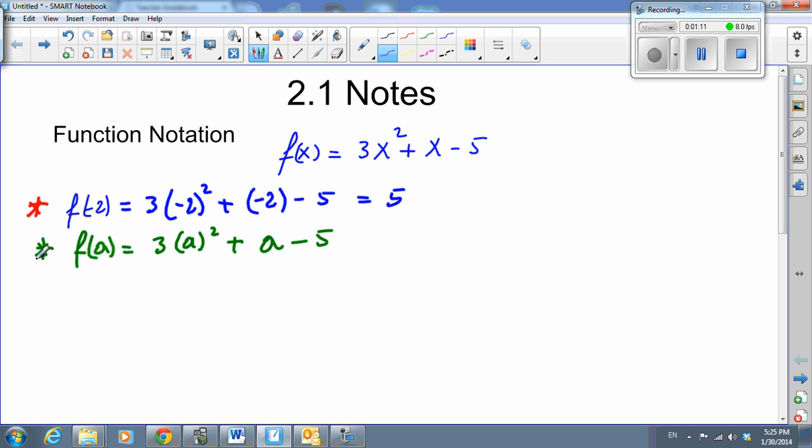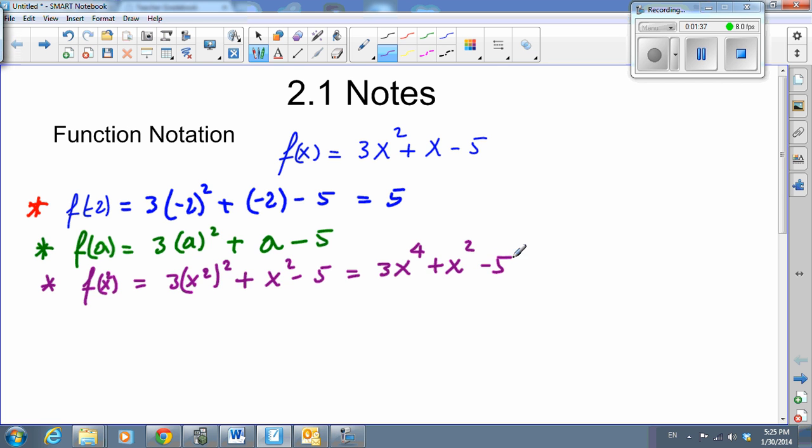For the next one, I will go ahead and look for f of x squared. All I have to do is plug in x squared for x, meaning 3 times x squared, everything still being squared, plus x squared minus 5. And if you simplify this, you get 3 times x to the power of 4 plus x squared minus 5.